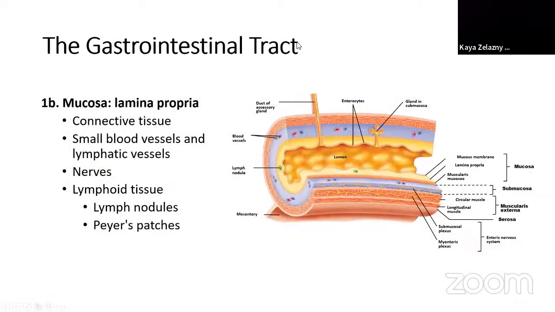So if we're thinking about that lamina propria, it's made of connective tissue. Things we would see traveling within it are things like small blood vessels and lymphatic vessels. We're going to talk about the importance of lymphatic vessels to the absorption of fats in particular. We're also going to see some nerves in here. We're going to see some lymphoid tissue.